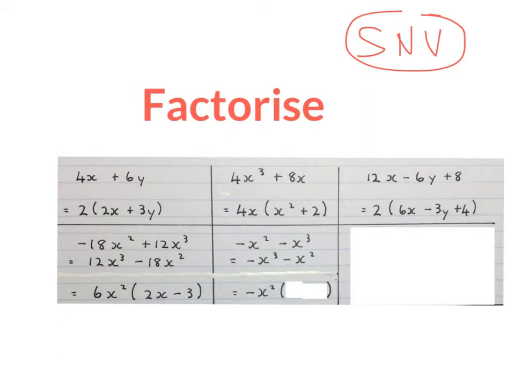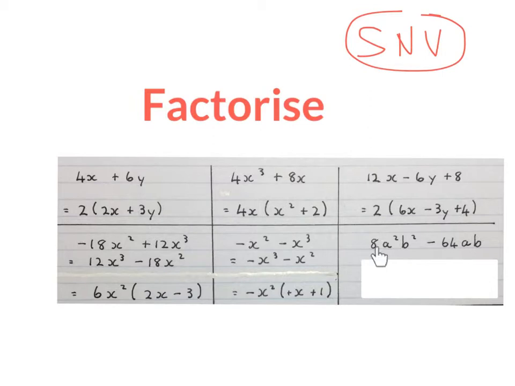So I write down my common factor, minus x squared. I ask, minus x squared times what will give me minus x cubed? The answer is plus x. Then I ask, what do I times minus x squared over here to get minus x squared? The answer is plus 1. Please stop the video and get your brain around the last 2.